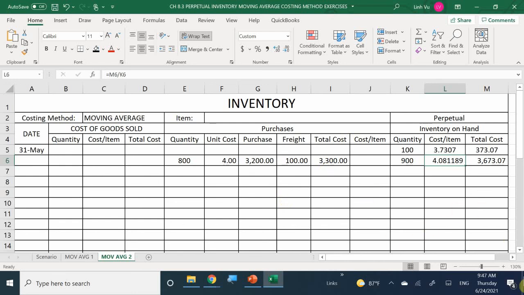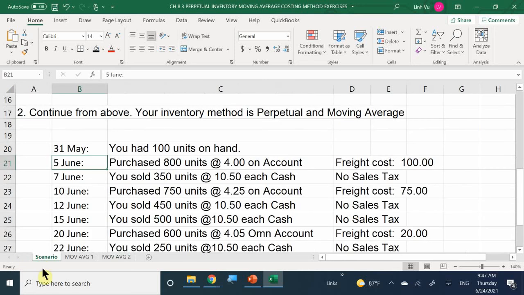Okay. And of course, I want to hide my information here. Right. There we go. Okay, now I have 900 items available to sell. So then, let's see what happened here. What happened on June 7? You purchased 750 units. Oh, June 7th, sorry.